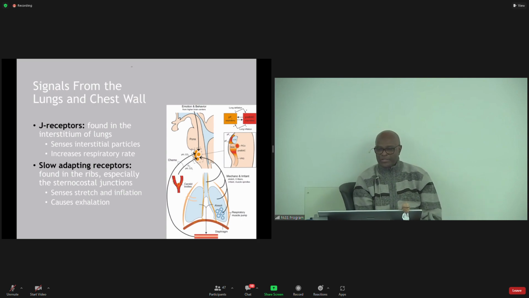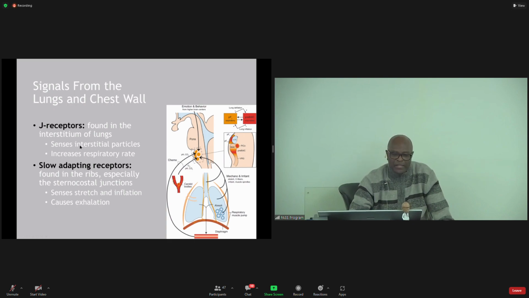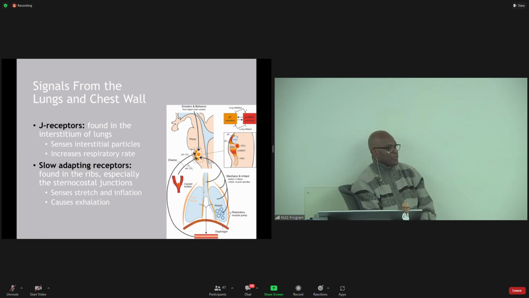Ashley, who has interstitial lung disease? Restrictive or obstructive? Restrictive. All the restrictives have their J receptors firing like crazy. This senses interstitial particles and makes you breathe in more. That's why restrictive patients are tachypneic, but they're spending more time breathing in, because these receptors make you breathe in more. Prolonged inspiratory phase, like I demonstrated for you.